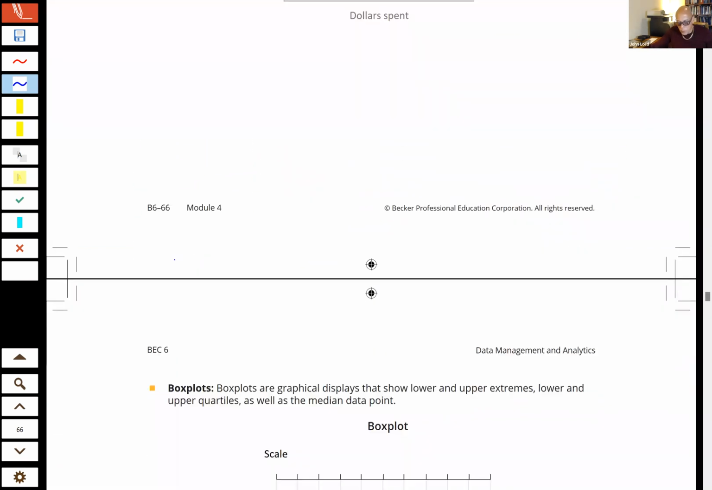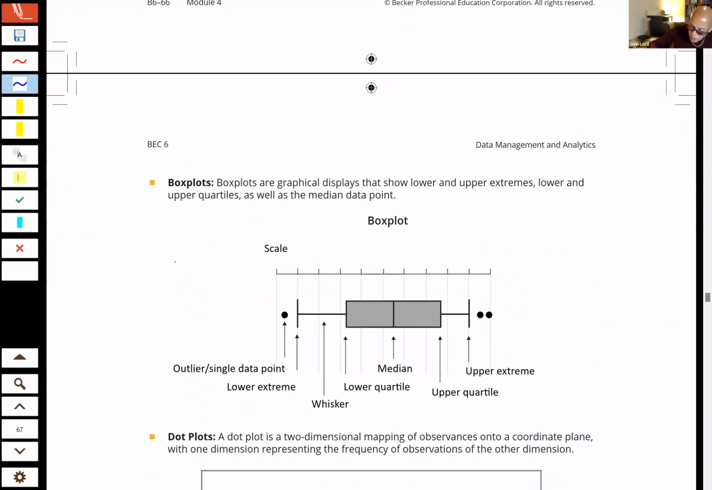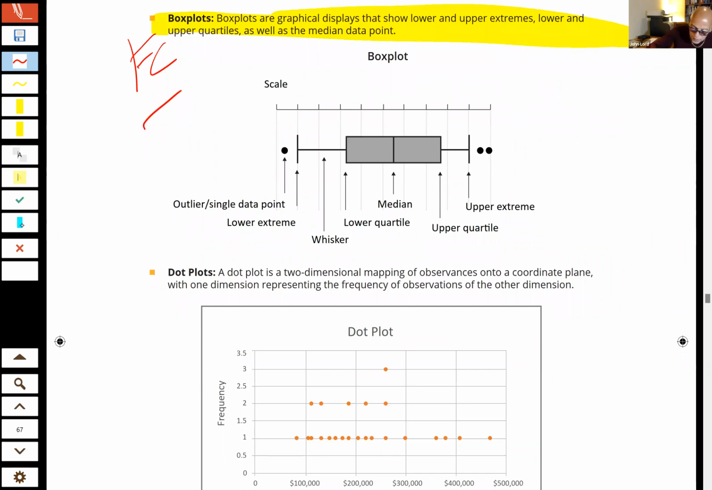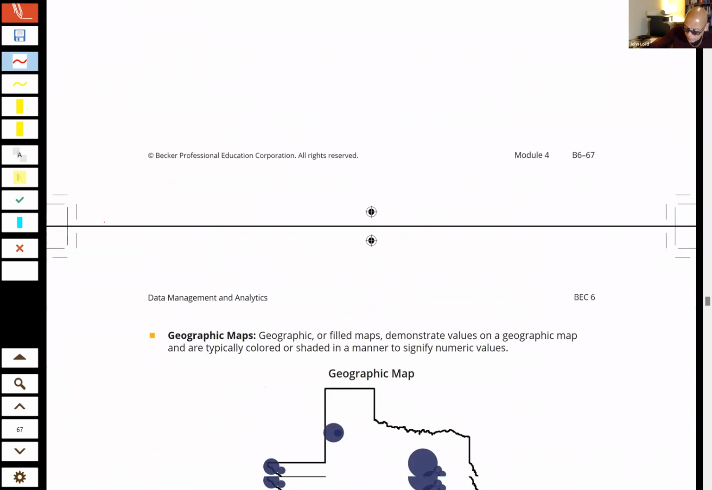Okay, and then you come over to box plots. Box plots are a graphical display that shows upper and lower extremes. Flashcard that. There's box plots. I don't know that I want to see too many box plots. To me, they start to get a little bit too much. Okay, but a dot plot is a two-dimensional matching of observations. Flashcard that. Some of these things start to get a little too much. Geographic map, yeah.